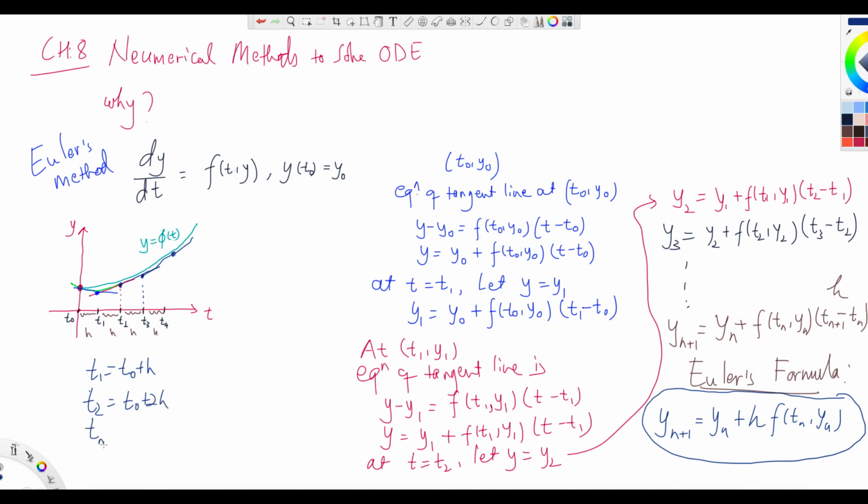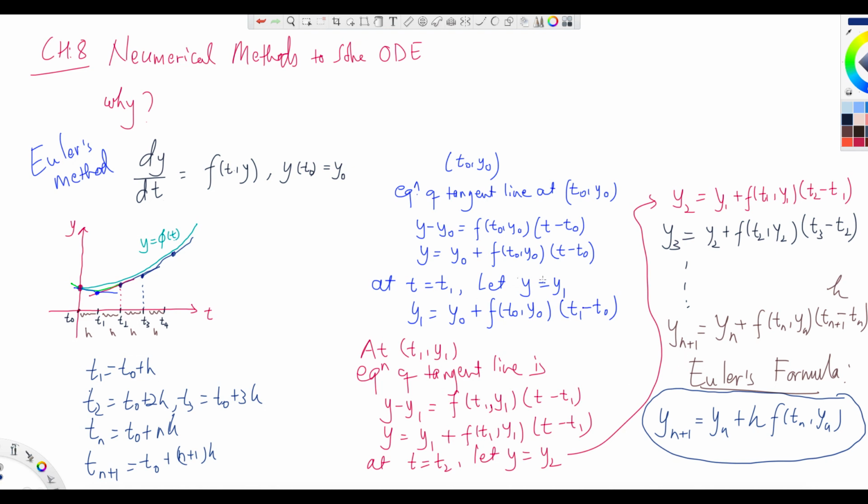What is tn? It is t0 plus nh, because if you continue, you will get t3 equals t0 plus 3h, t4 equals t0 plus 4h, and then tn is t0 plus nh. What is t_{n+1}? It is similar: t0 plus (n plus 1) times h. So you can find the t0, t1, t2, t3 values. The step size h will be given to you, or you assume it.